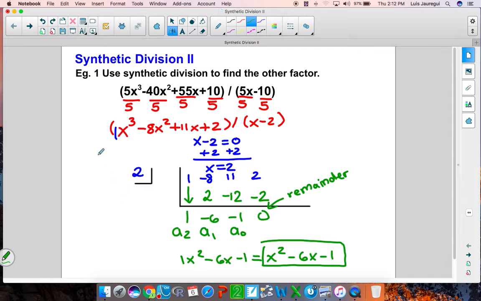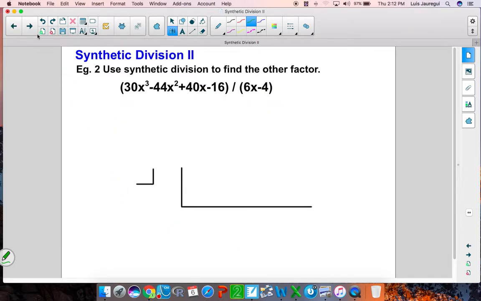So let's take a look at another example. Example 2. Use synthetic division to find the other factor. Again, let's be very careful with the denominator and its leading coefficient. In this case, our leading coefficient is 6. So I need to divide every single term by 6 in order to get an equivalent expression. So let's do that.